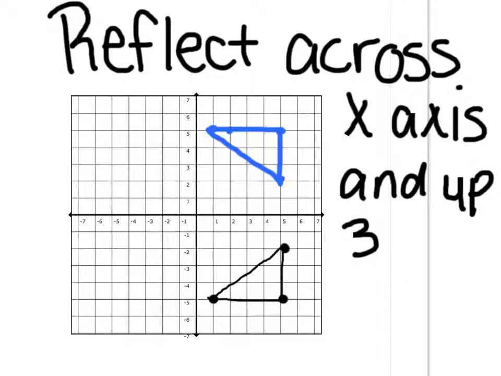If you go up 3 here, it's going to put you at that point, and I believe that's going to be 8. And the same thing over here. This one's got to go up 3, so it's going to end up 1, 2, 3. It's going to be there.